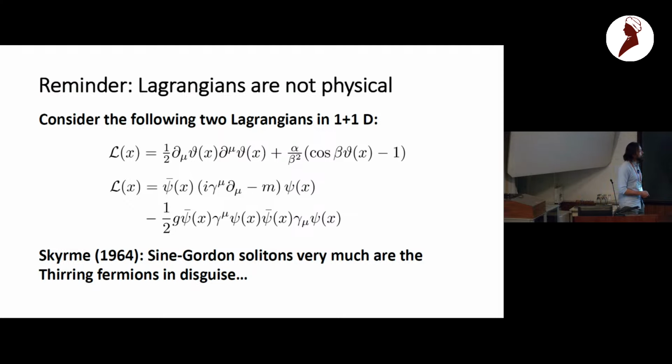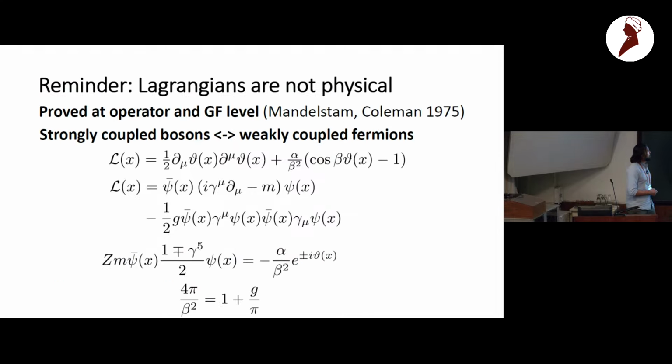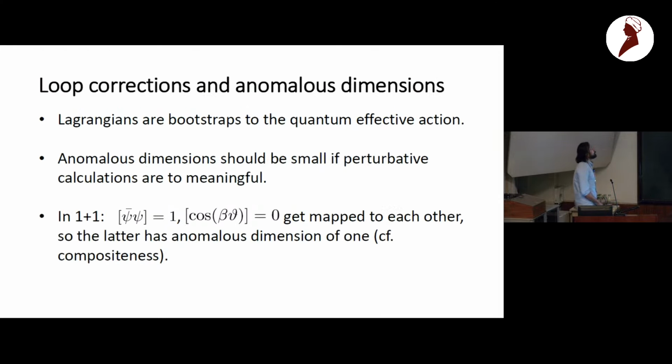And you have to understand what a remarkable statement this is, right? I've written down a theory of bosons, and this is a theory of fermions. They are the same theory, okay? It's been proven both at the operator and the Green's function level by Coleman and Mandelstam, and these are the relations. They are literally the same thing. What happened? Well, it's actually really cool.